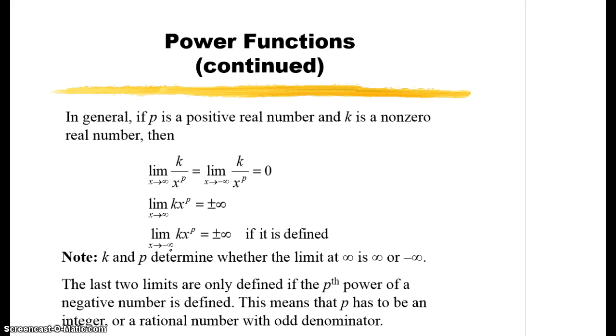Likewise, the limit as x approaches negative infinity of k times x to the p could be positive or negative infinity if it is defined. Notice, k and p determine whether the limit at infinity is positive infinity or negative infinity. This constant term, for example, could be negative, and it would turn the whole thing around. The last two limits are only defined if the pth power of a negative number is defined. This means that p has to be an integer or a rational number with odd denominator. That's another thing you have to be aware of when you work with these.